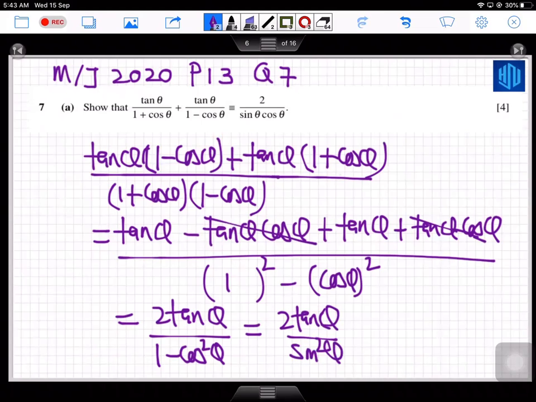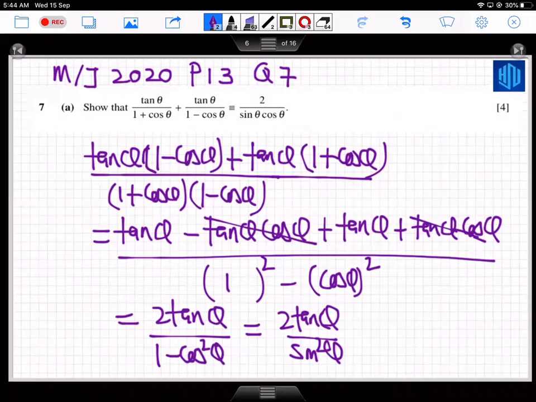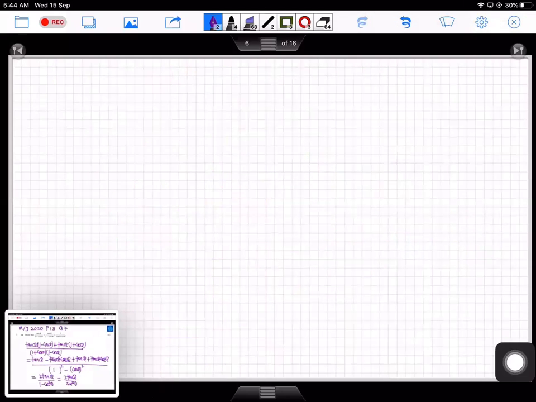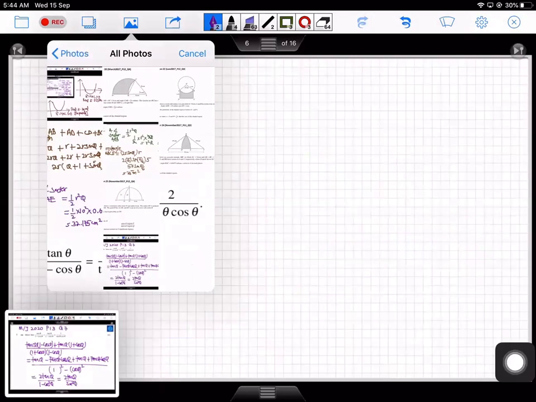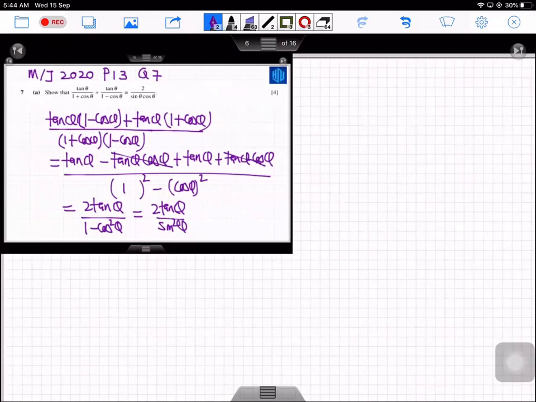Okay, so what's actually happening over here? In order to avoid any type of complications, any type of errors, any type of silly mistakes, you need to make the question easier for you to further solve. What's actually happening over here? 2 tan theta is divided by sine square theta. What does this actually mean?